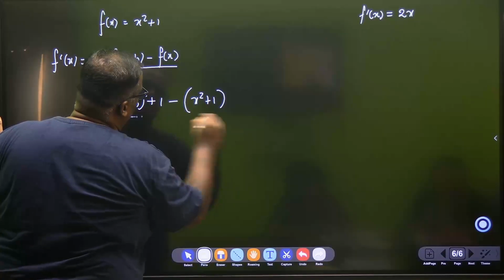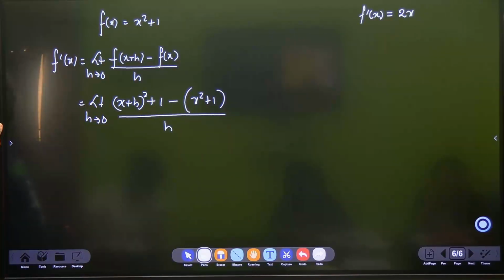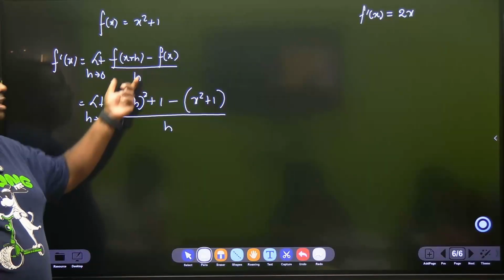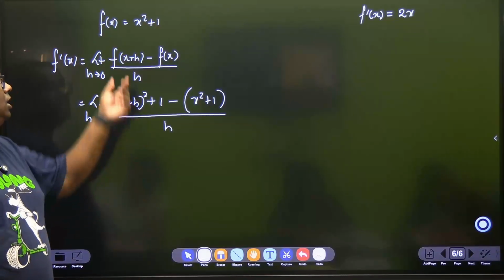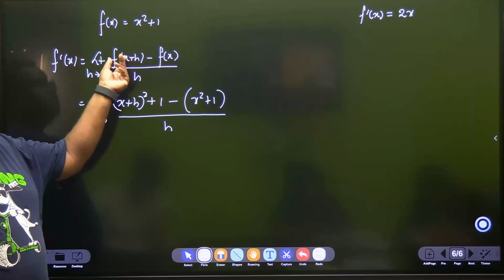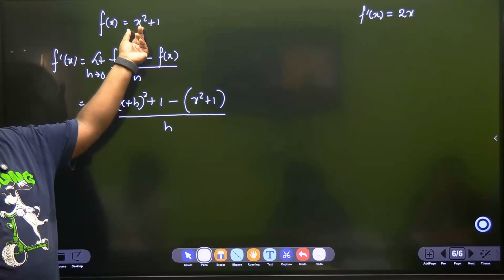Children, this step did you understand or not? Tell me. This step did you understand? Neha, be very careful. Did you understand this? This was our dog. So we have put dog in place of x.